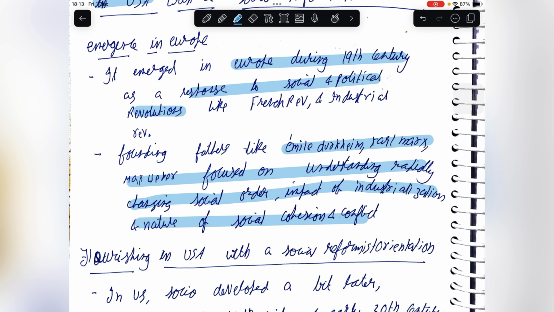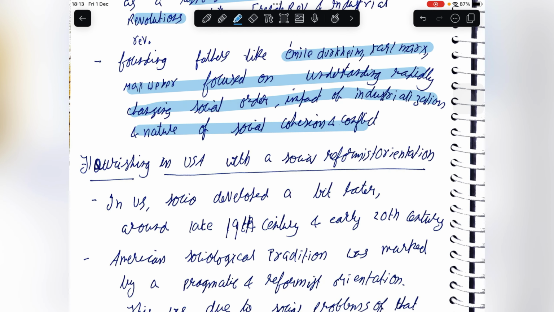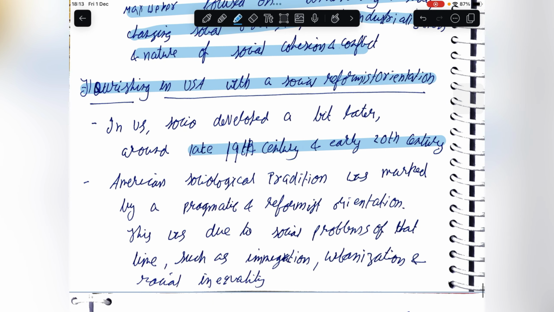Sorry for the call. So basically, these people were studying the rapid social changes back then, the impact of industrialization and its effect on social cohesion and conflict. So, flourishment in the USA with social reformist orientation. In the USA, sociology flourished with a social reformist orientation. In the USA, sociology developed a bit later, around the late 19th century and early 20th century. American sociology's tradition was marked by a reformist orientation.